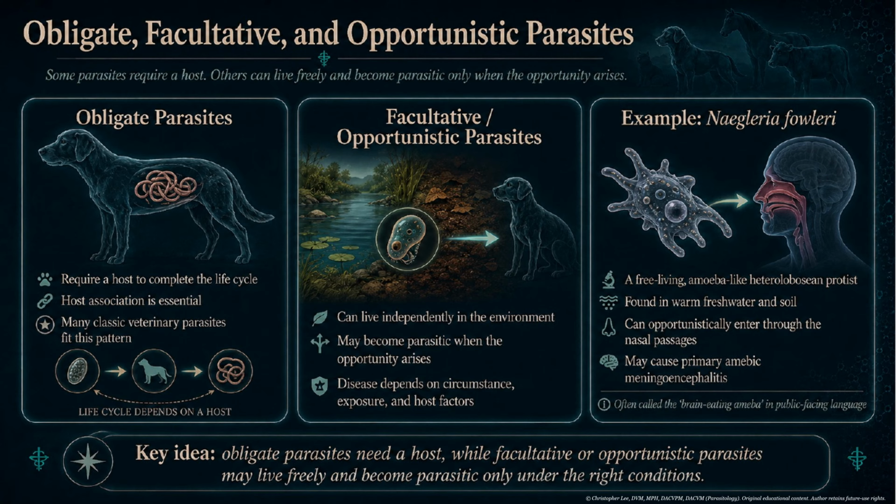It normally lives freely in warm fresh water and soil, but under the wrong circumstances, it can enter through the nasal passages and cause primary amoebic meningoencephalitis. The broader lesson is not that every parasite-host relationship looks the same. Some parasites are committed to life in a host, while others become parasitic only under specific circumstances.